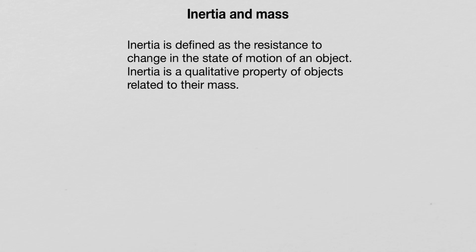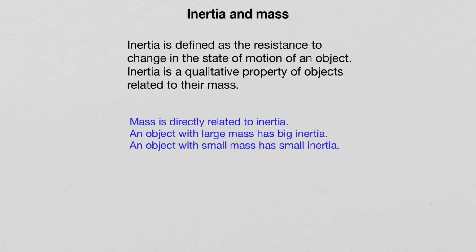But inertia is related to the mass of objects, and the mass we can measure. So how is mass related to inertia? Well, mass is directly related to inertia, which means that if an object has a large mass, it's going to have big inertia. And if an object has a small mass, it's going to have small inertia. So what does that mean in practical terms?